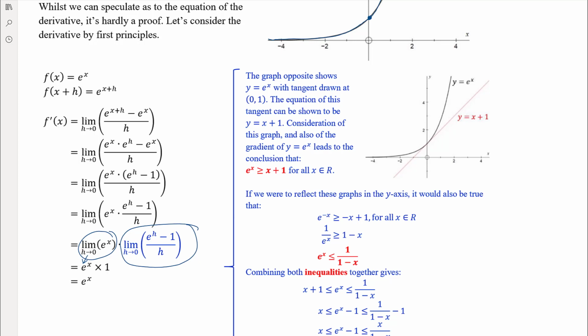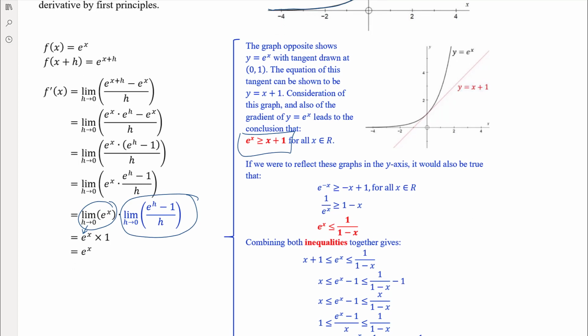If we think about the graph, we can see that e to the power of x is always bigger than or equal to x plus 1. Okay, that inequality, we can see that that thing is always higher up than that thing. So therefore, e to the power of x is always bigger than or equal to x plus 1. And so we can get this statement here.